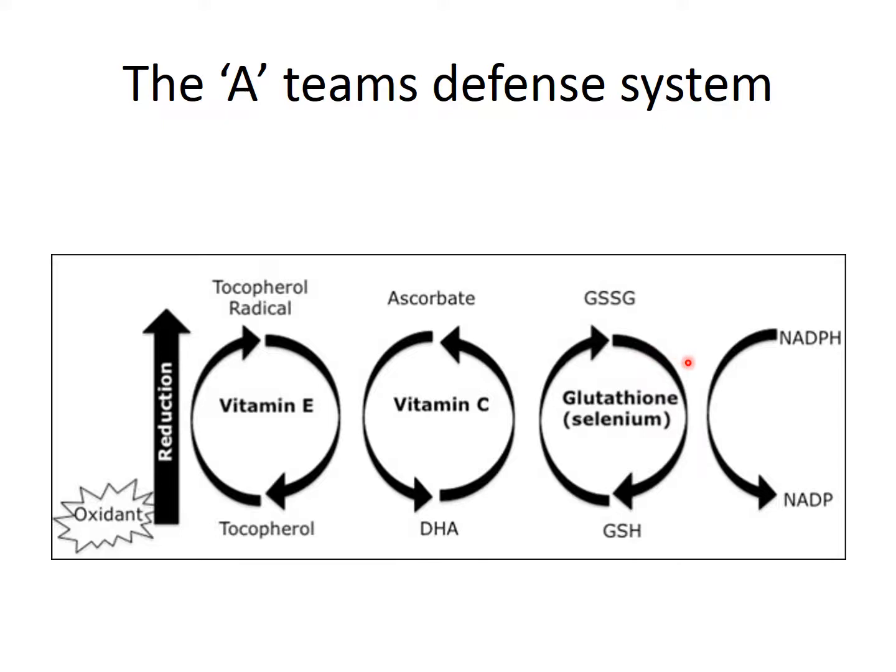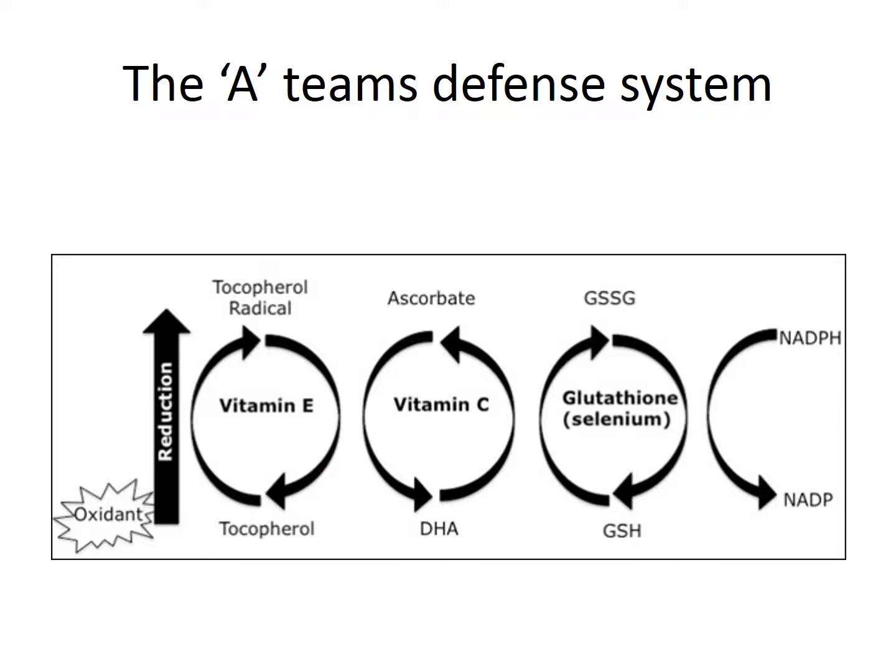The glutathione peroxidase neutralizes the free radical, and the glutathione reductase converts the oxidized glutathione back to reduced glutathione, taking it from the NADPH molecule. So this is a system that is in place, and this defense system, I would like to call it the A-team defense system, an absolutely foolproof defense system that exists in our body.